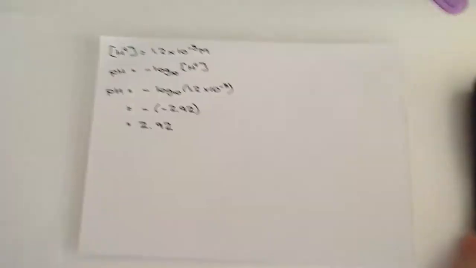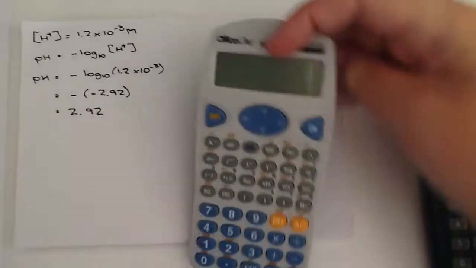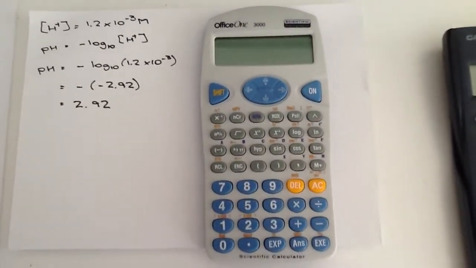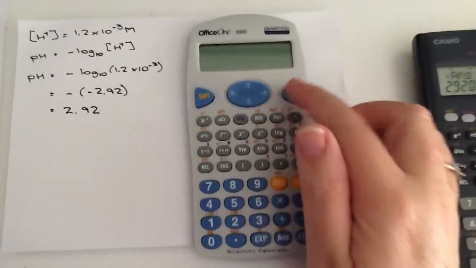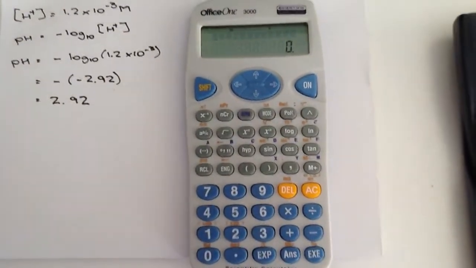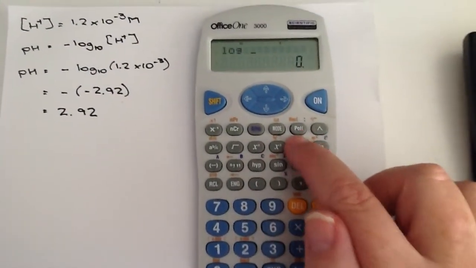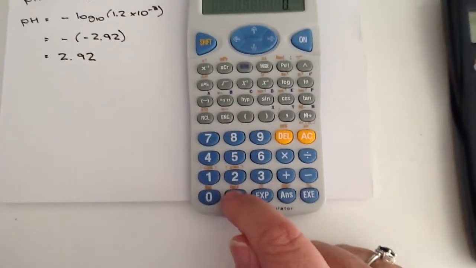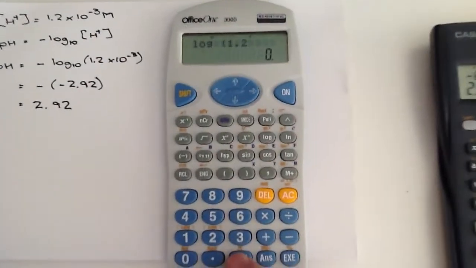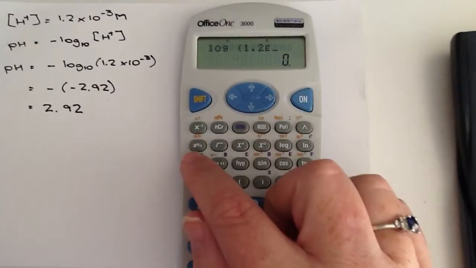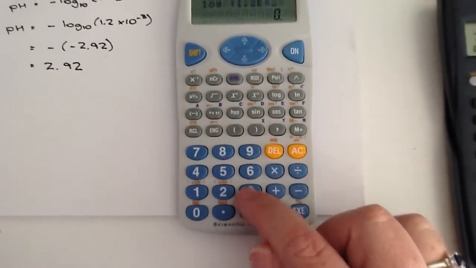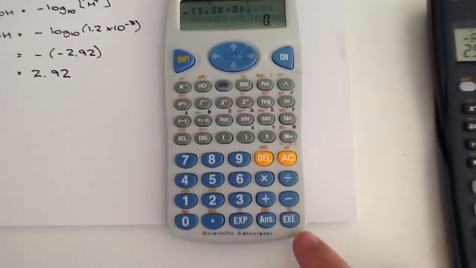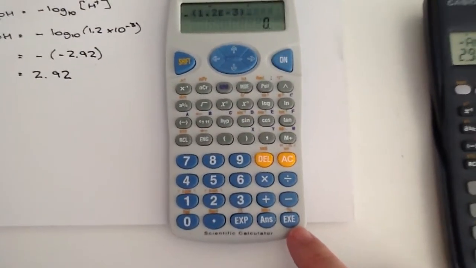If I substitute in a different calculator, it's pretty much exactly the same process on this Office 1 3000 model. We just need to find the corresponding buttons. So we're going to take the log, open bracket, 1.2, EXP, negative 3, close the bracket, and in this case, instead of an equals button, we've got EXE.